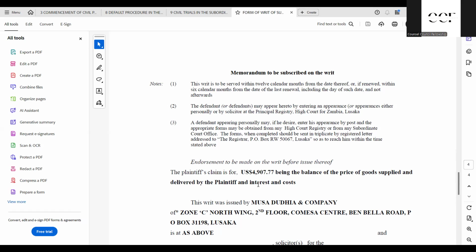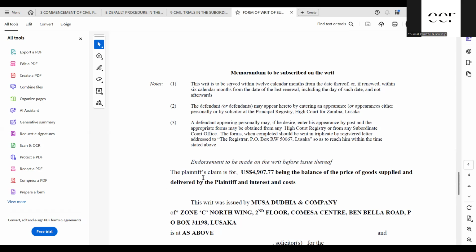Furthermore, I did mention that in the subordinate court, the writ of summons, either default or general writ of summons, is not accompanied by any particular document because matters are supposed to be handled summarily. There are no pleadings. So there is no affidavit, there is no statement of claim, unless the court orders so. Now, what you have here is what we call a brief statement of claim.